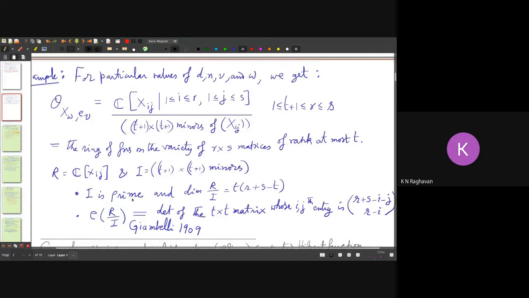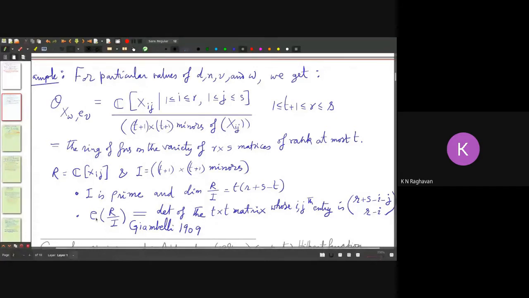I is radical. In fact, it's prime. Okay? And the dimension of R mod I is this number here. Okay, these facts are classical, and you can read these off from facts about Schubert varieties that I'm going to explain later on.